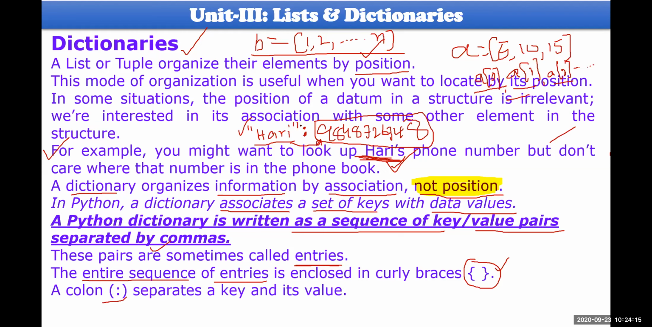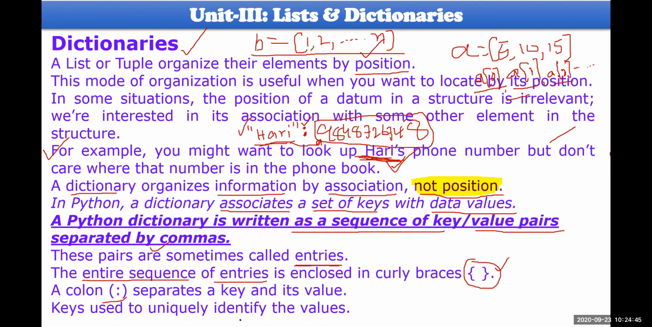this. I have already shown you here. Hari is the key, and the value is a phone number. In between these two we have a colon. So a colon will always be used to separate a key and a value, and several key value pairs will be separated by commas. And this entire sequence of entries will be placed in between curly brackets. And this is called a dictionary.